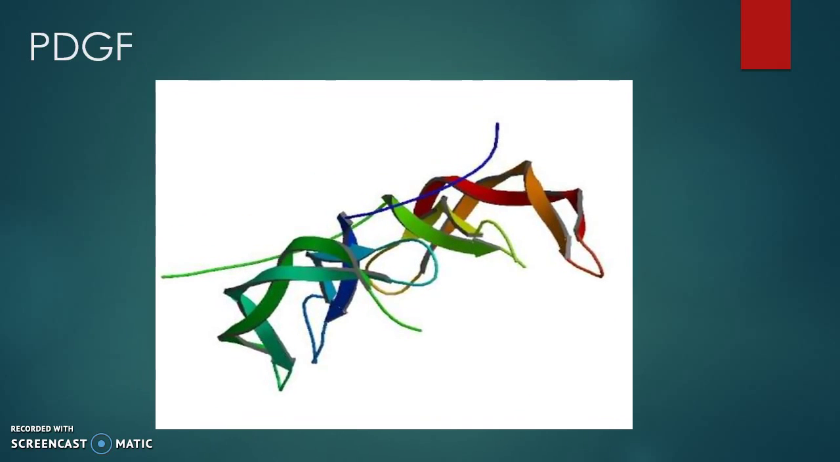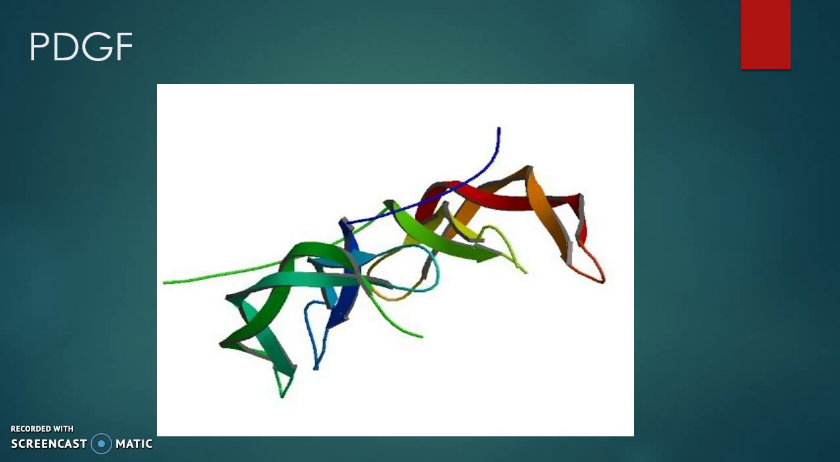PDGF. The PDGF, or platelet-derived growth factor, is made with blood platelets. When you're injured, platelets release the PDGF, and the PDGF helps to heal the wound. If you were wondering, a growth factor is a protein released by certain cells that stimulates other cells to divide. This is a picture of a PDGF, obviously.